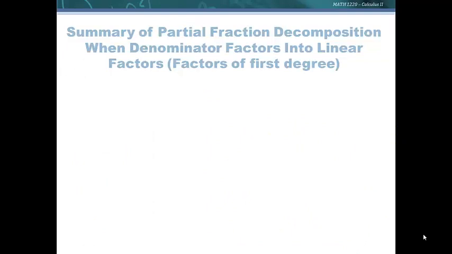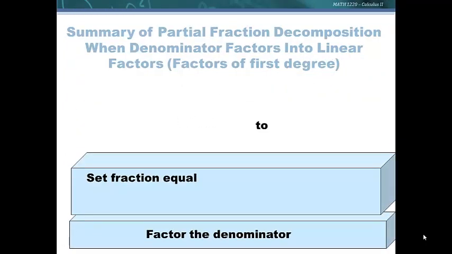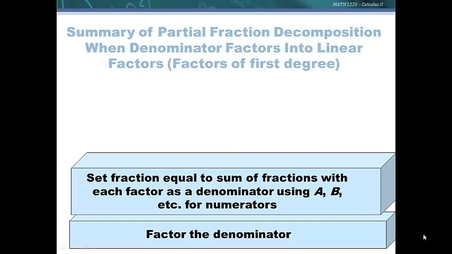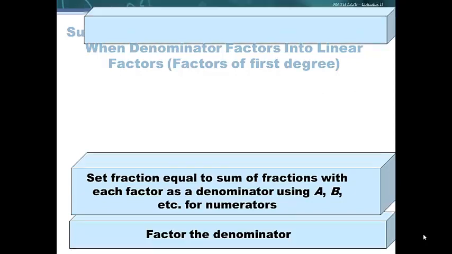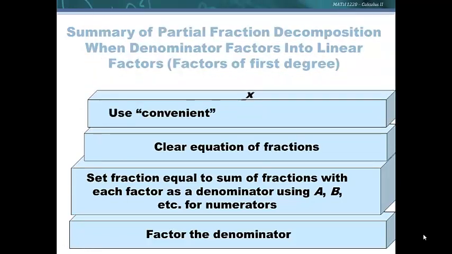First of all, let's summarize. This will be the steps to take if the denominator factors into linear factors. So the highest power on the x is a 1. So let's look at where we start. We're going to factor the denominator for the first step. Then we're going to set the fraction equal to the sum of fractions with each factor as a denominator. We're going to use for the numerators a, b, etc. Then we are going to clear the equation of fractions, and then we will use the convenient x method to find first the a, then the b, then the c, and so forth.